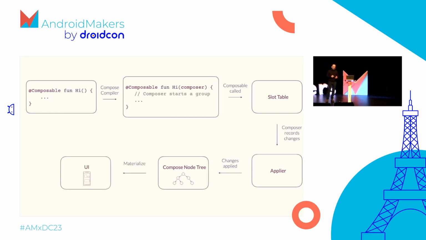But the last part is basically we haven't really shown anything to UI, right? So we haven't really shown anything to user. So what's going to happen next is the materialization part. So see, you now have the Compose node tree, but you haven't drawn anything to the UI.